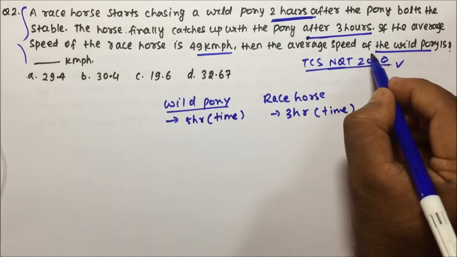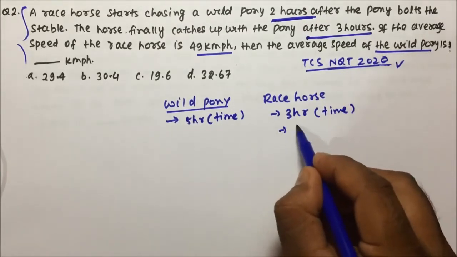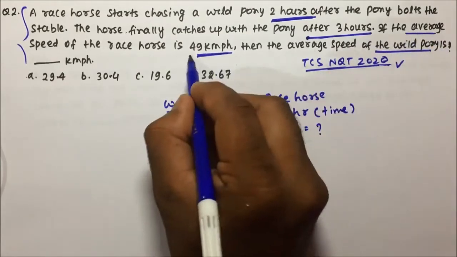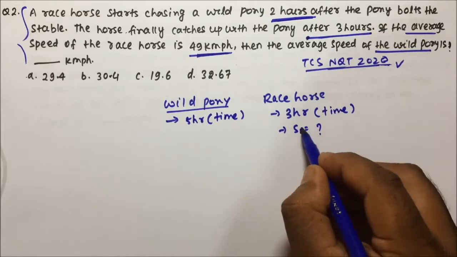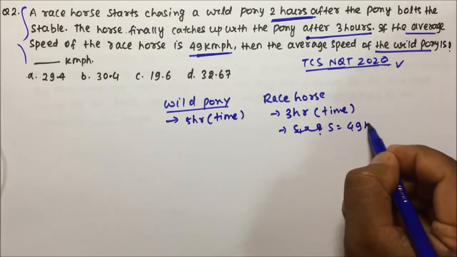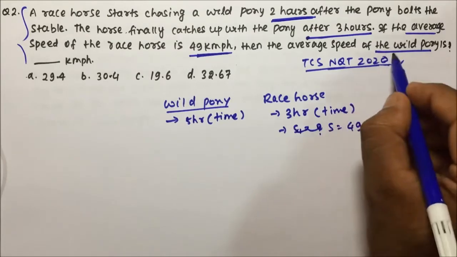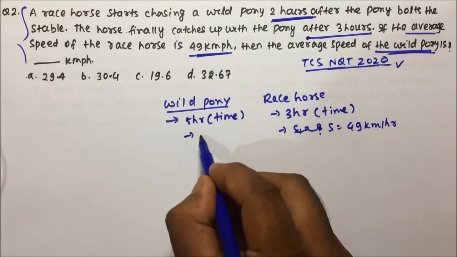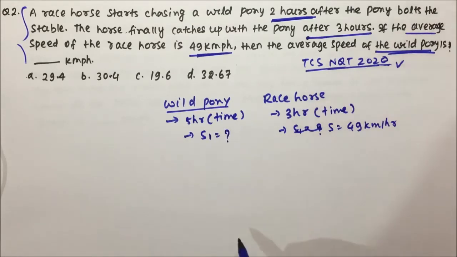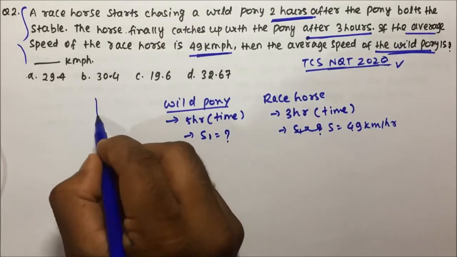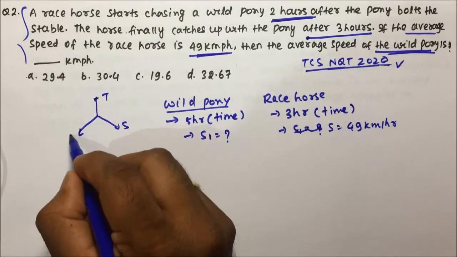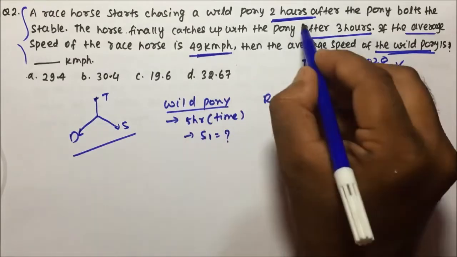Okay. Now the average speed of the wild pony you have to calculate. The average speed of the race horse is given, 49 km per hour, and you have to calculate the average speed of the wild pony. I will put S1. Okay, this you have to calculate. So friends, in time, speed and distance, always one parameter will be the same. So what is the same here?